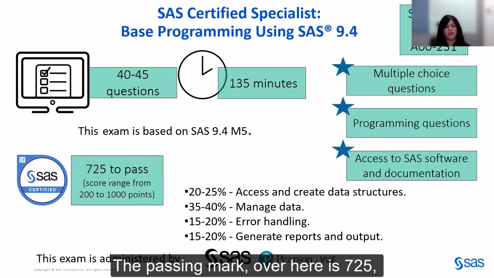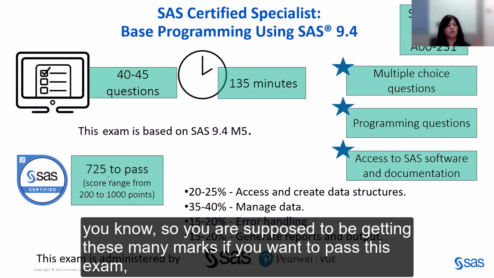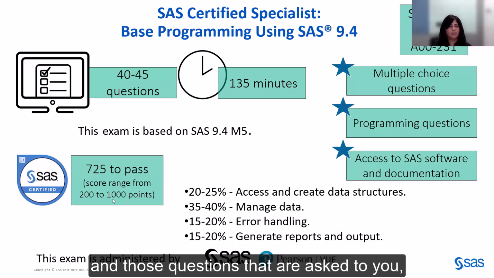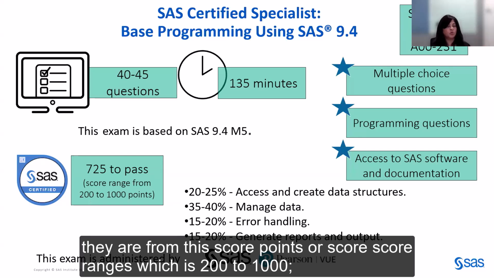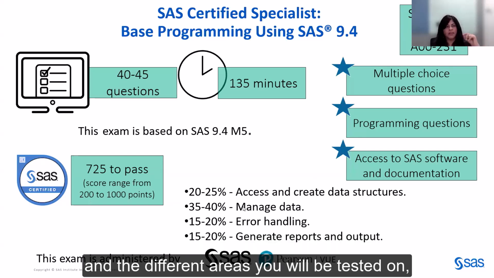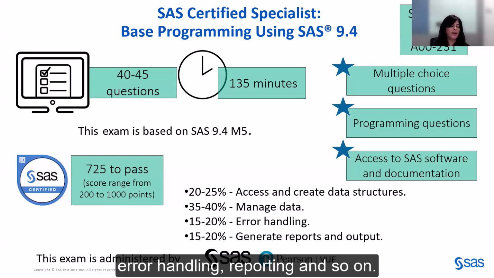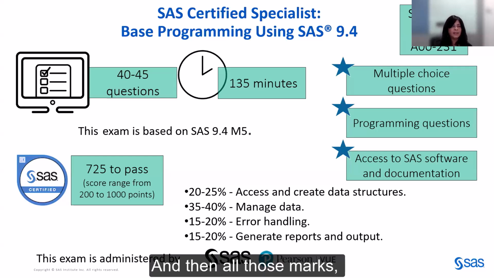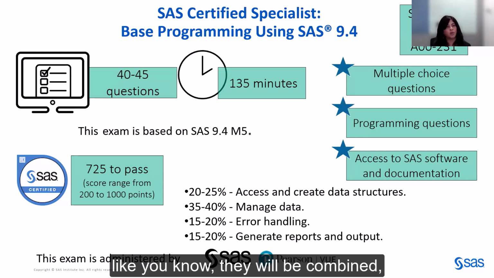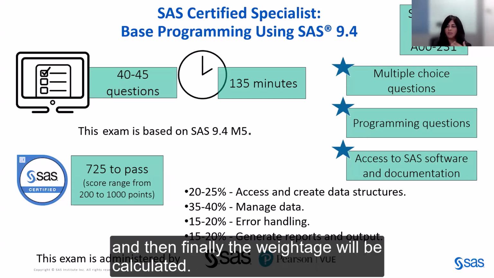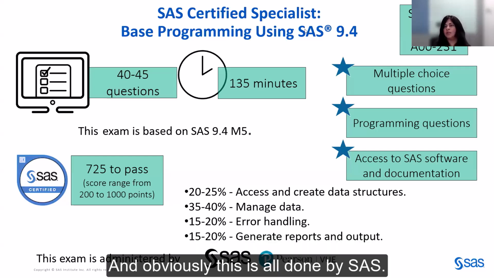The passing mark over here is 725, so you are supposed to be getting this many marks if you want to pass this exam. And those questions that are asked to you are from score ranges, which is 200 to 1000, and different areas you will be tested on. So roughly about 20-25% questions will be on accessing data, another 30-40% managing data, error handling, reporting, and so on. And then all those marks will be combined, and finally the weightage will be calculated. And obviously this is all done by SAS.